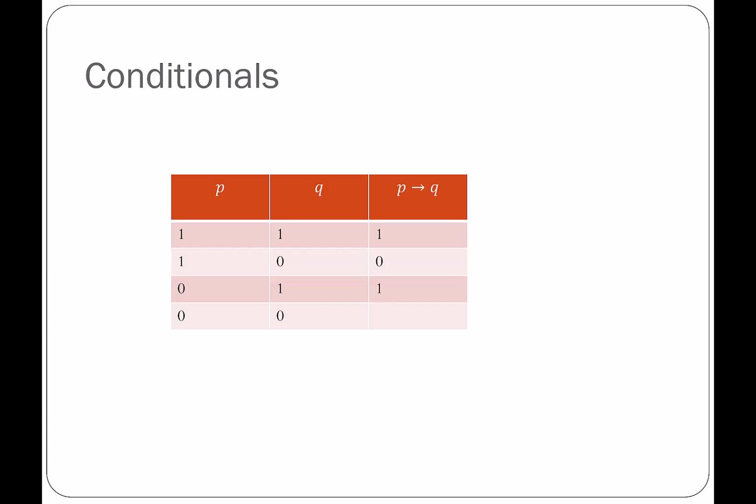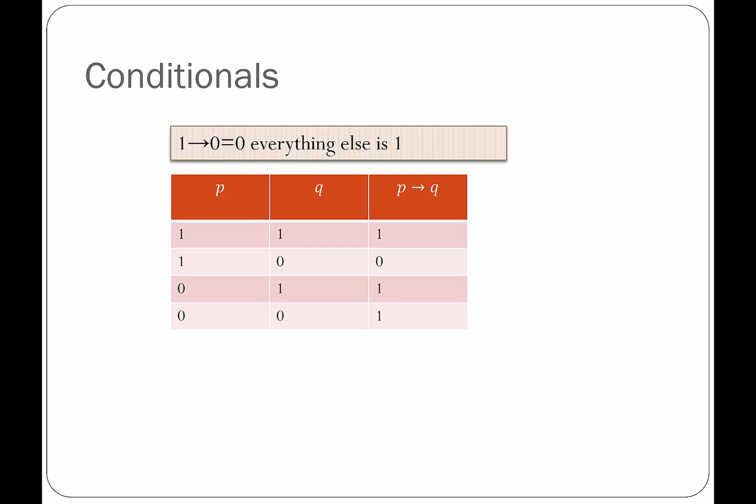The conditional only tells us the rule for when the first thing happens. If the first thing doesn't happen, then the second one could happen or might not happen. So anything that starts false is automatically true with the conditional. So false implies true is true and false implies false is also true. So with the conditional, instead of remembering when things are true, we remember when it's false. True implies false is false, everything else is true.